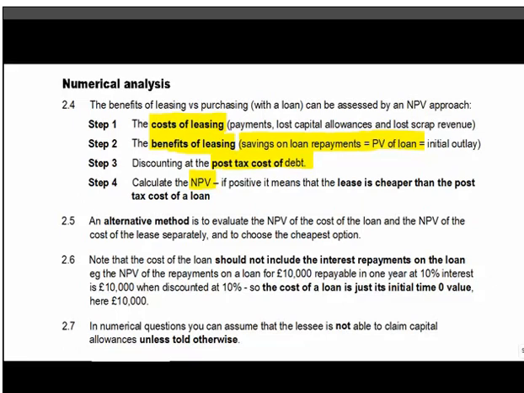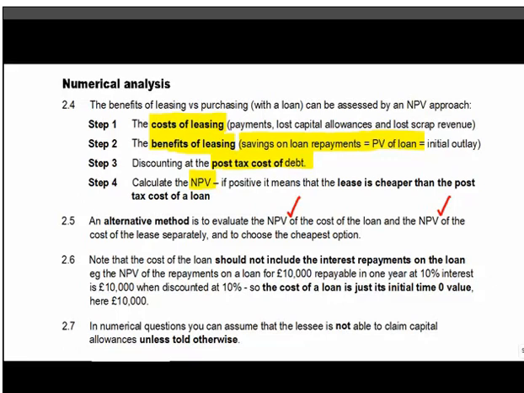Another way that we could approach this analysis is just to look at the NPV of a loan and to identify all of the cash flows that relate to a loan, and then compare to the NPV of making lease payments and see which NPV is more attractive. So to work out the cost of the loan and the cost of the lease separately, instead of bundling all the cash flows together as we did in paragraph 2.4. Sometimes exam questions will tell you to use this approach.